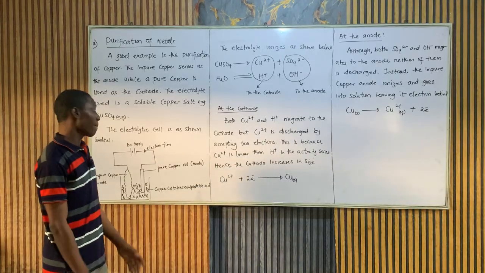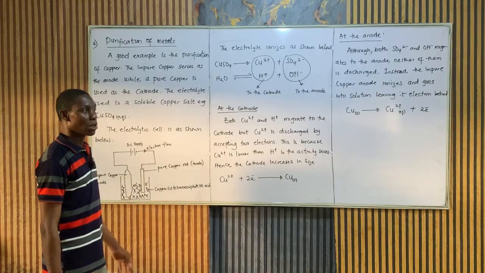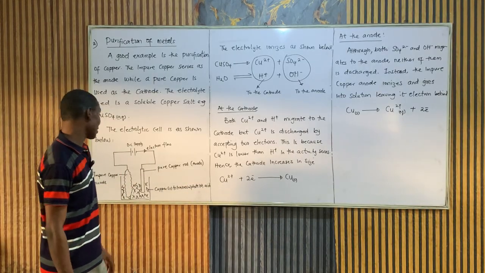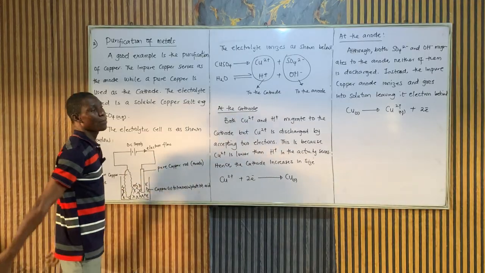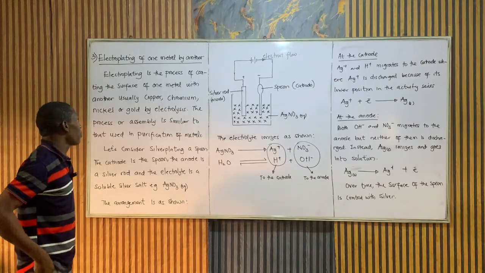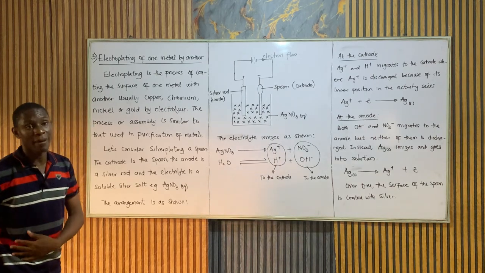No more copper to be transferred from the anode to the cathode. So that's that about that. So at the end of the day, you have a bigger pure copper rod to sell if you want to sell.